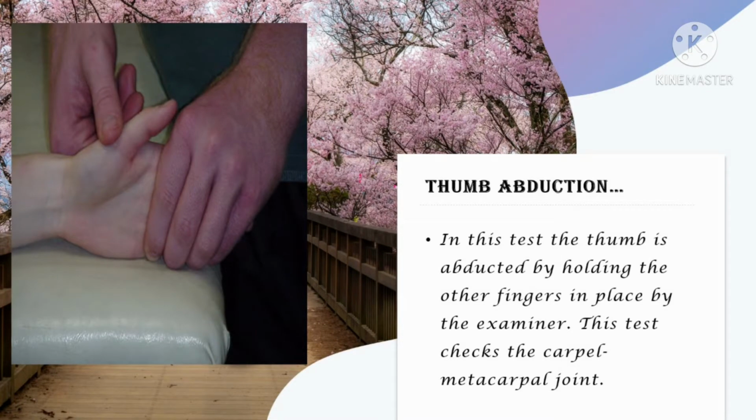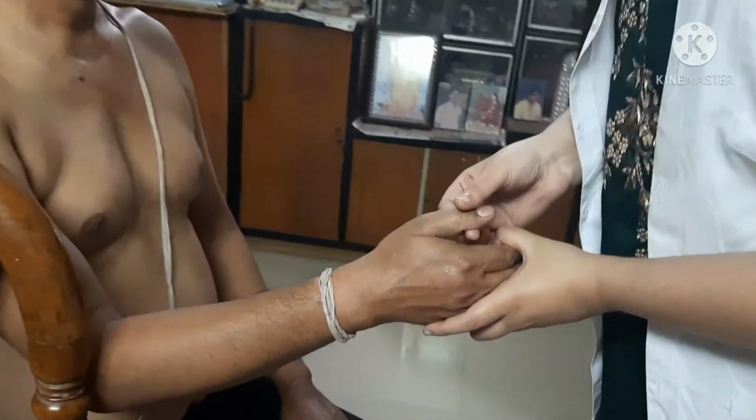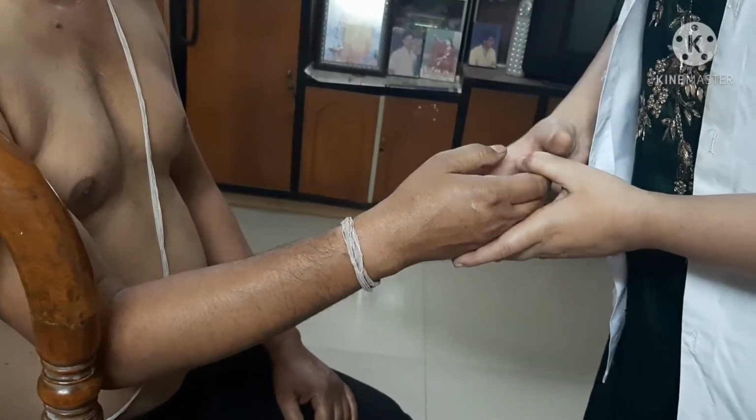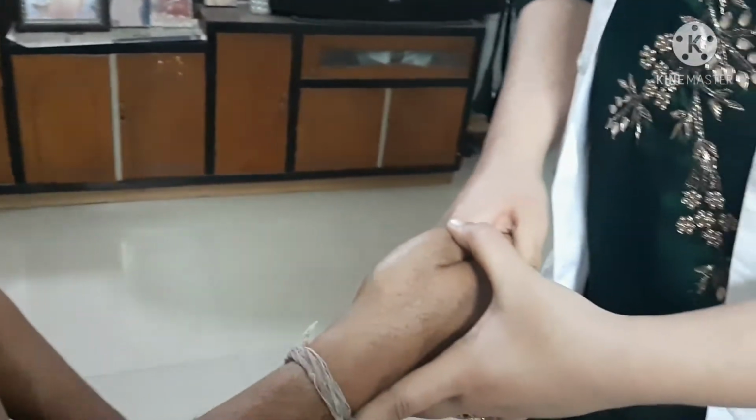Thank you. Thumb abduction. In this test, the thumb is abducted by holding the other fingers in place by the examiner. This test checks the carpometacarpal joint. Please give me a hand. Yeah. Now, I'll be putting pressure here, okay? And you have to resist it.